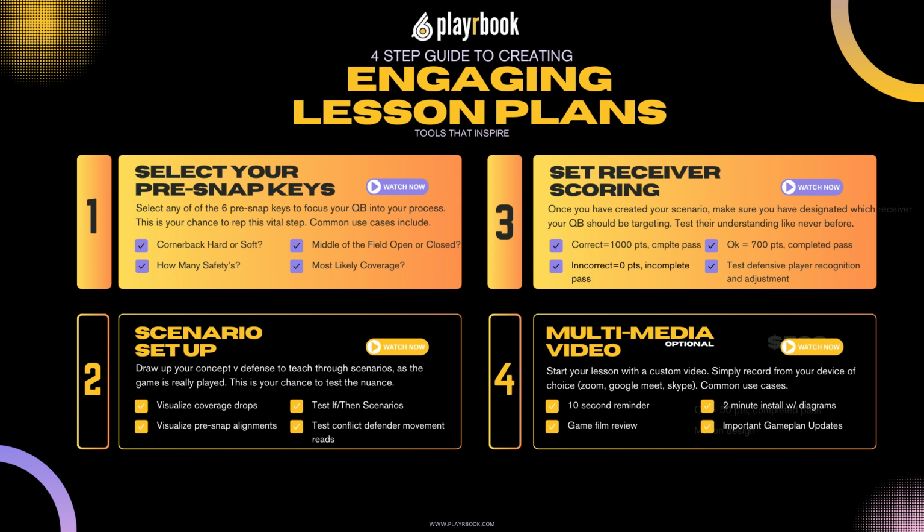The third step in your engaging lesson plan will be to set receiver scoring within these scenarios. So you get to decide based on your concept versus a specific coverage, which receiver is the correct choice. They'll get the max amount of points in a completed pass.